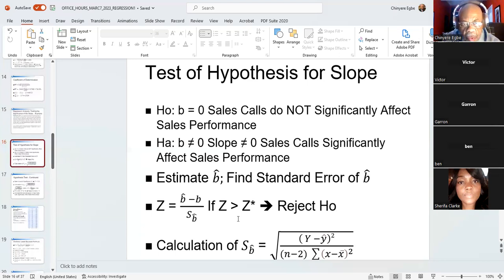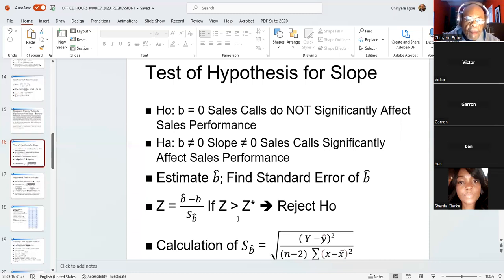We take the normal steps. The null hypothesis is that B is equal to 0. That is, sales calls do not significantly affect sales performance. The alternative hypothesis is that B is not equal to 0, that is to say, the slope is not equal to 0. So we say that sales calls significantly affect sales performance.